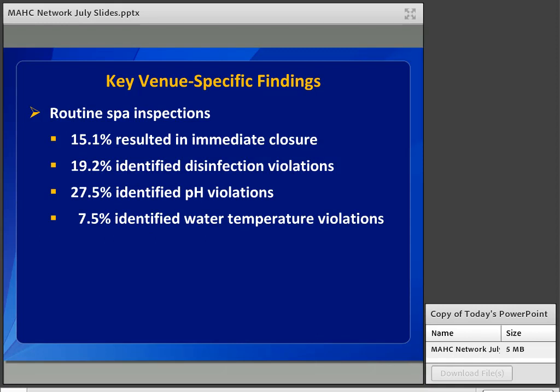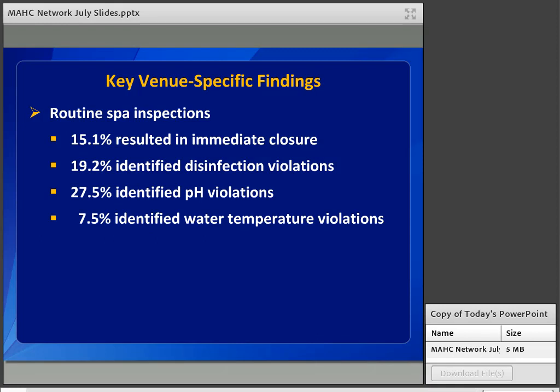So 15.1% of hot tub spa inspections resulted in immediate closure. And if you remember, overall, it was 12.3%. So it's really the hot tub spas that are the issue. 19.2% identified disinfectant violations, and I believe overall it was 11.9%. So clearly disinfection violations are an issue for hot tub spas. 27.5% identified pH violations.